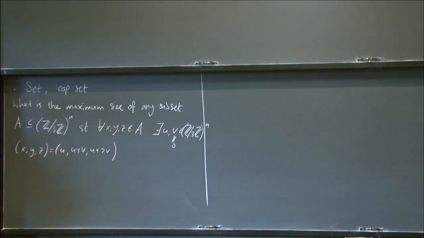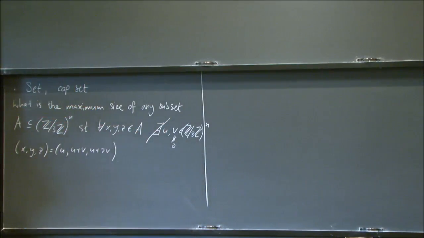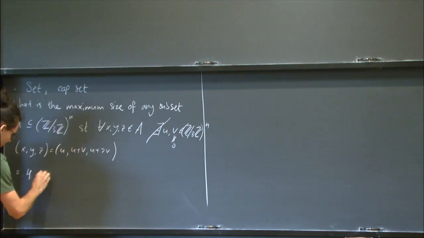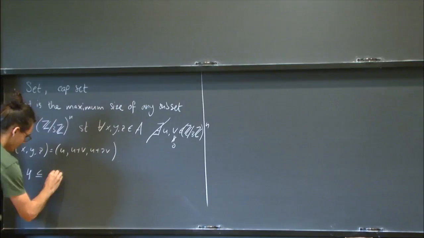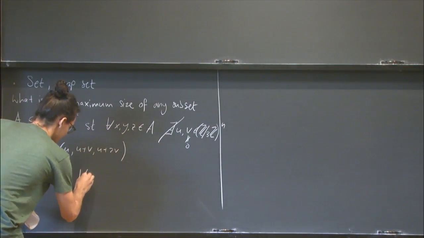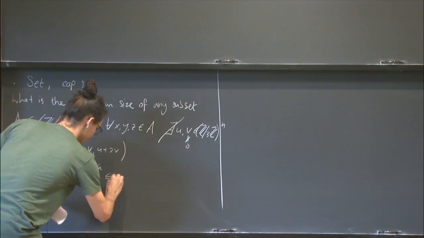You want to say there are no u, v? Yeah, sorry, exactly. And here we know bounds. There's this lower bound by Edel, and we're interested in what happens asymptotically, so I'm looking at the maximum size of such an A asymptotically.